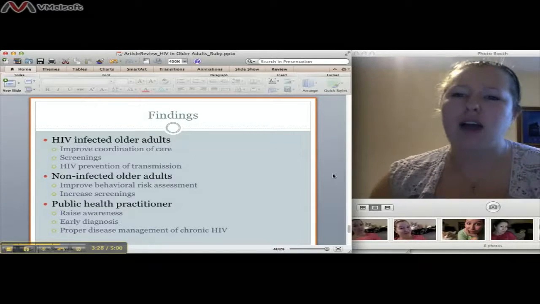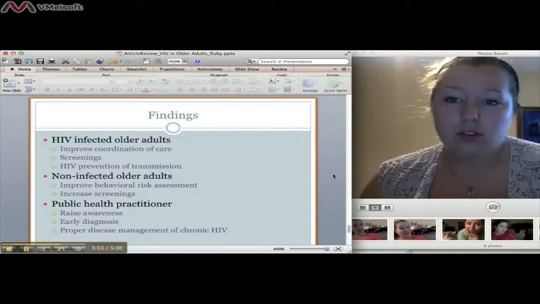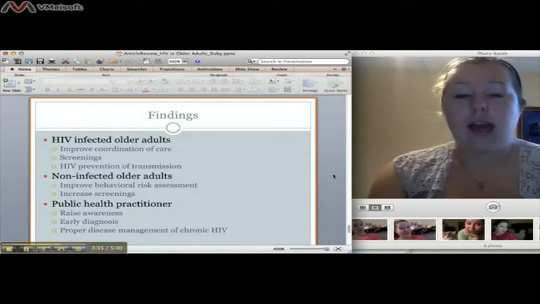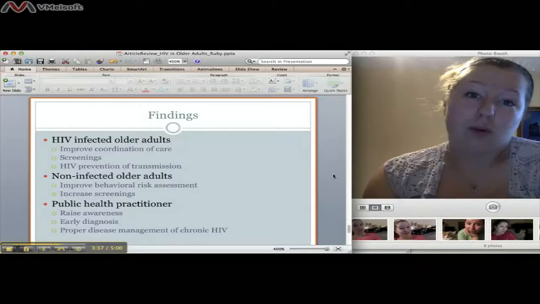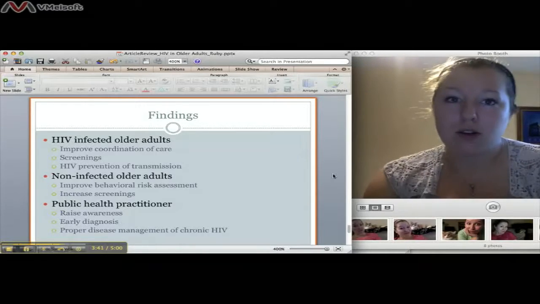And here are their findings. They broke it down into 3 categories: HIV-infected older adults, non-infected older adults, and the public health practitioner, which I thought were really great audiences to try and look at from the health communication standpoint.